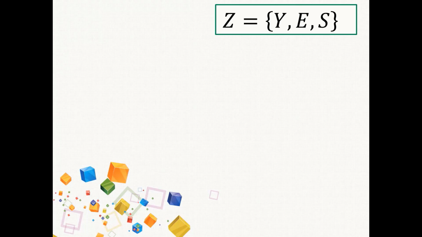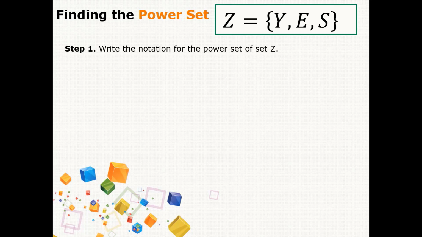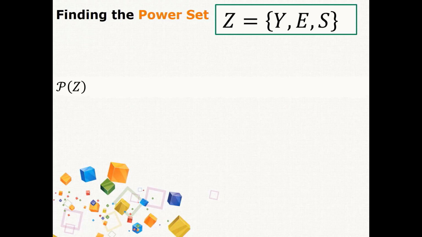To write the power set of set Z, we will use the subsets we have made earlier. But first, let us write the notation of the power set of set Z. Since we know that there are 8 subsets of set Z, let's line them up.